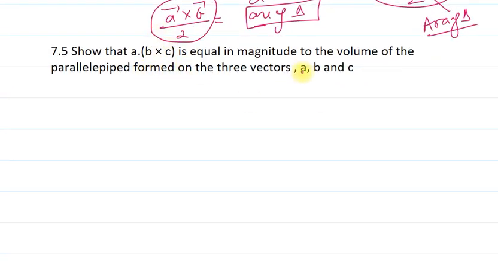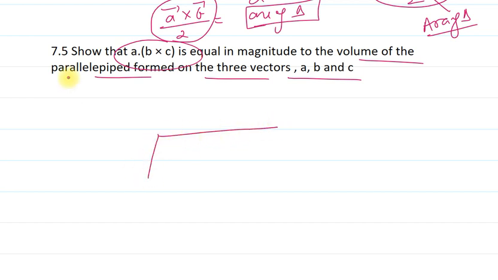Show that A dot B cross C is equal to the magnitude of the volume of the parallelepiped formed on the three vectors A, B, C, and this is known as the scalar triple product. So first of all we draw a parallelepiped. This is the diagram for that parallelepiped.